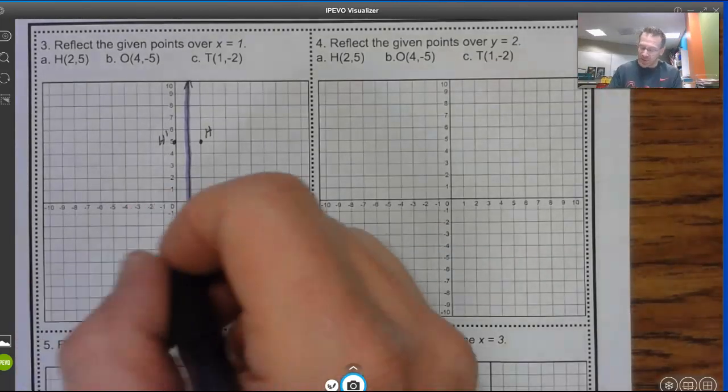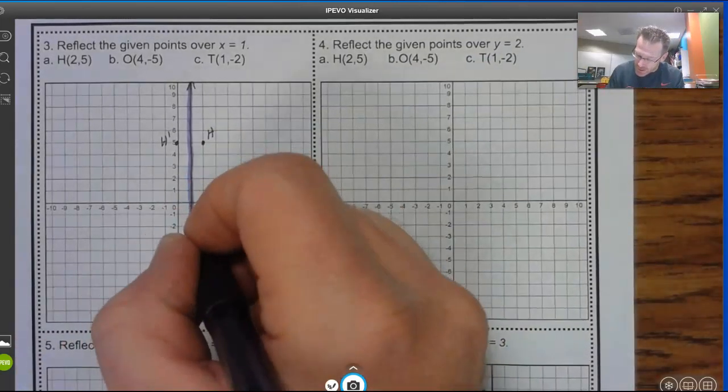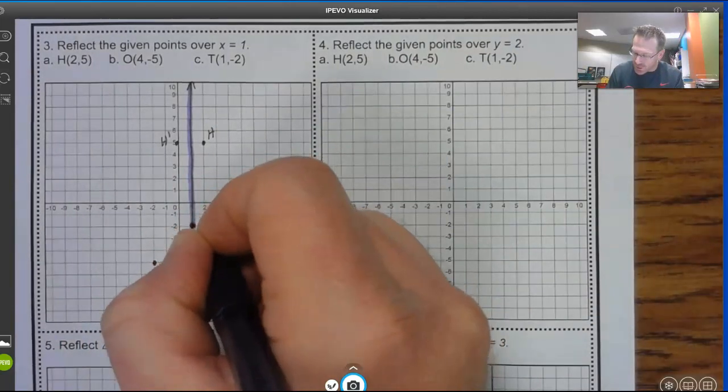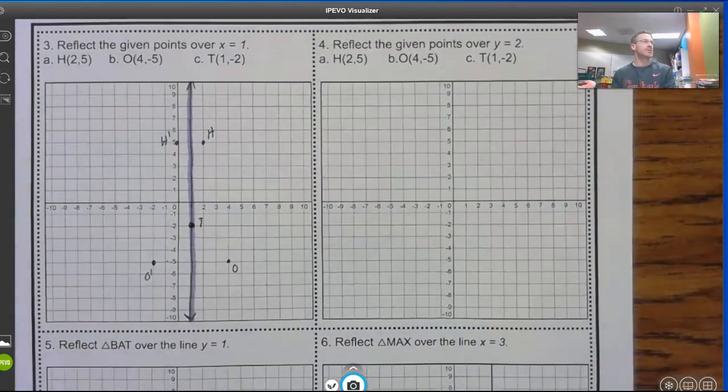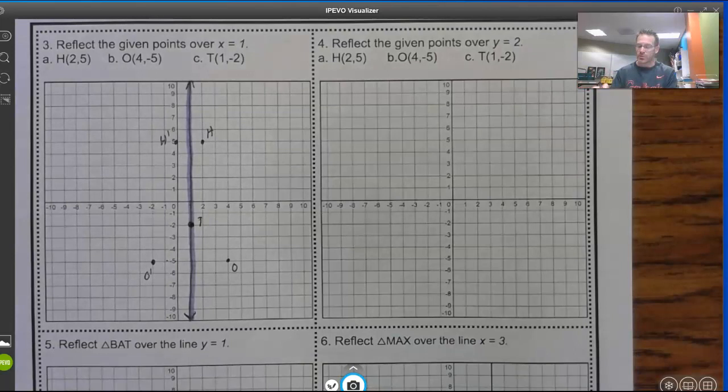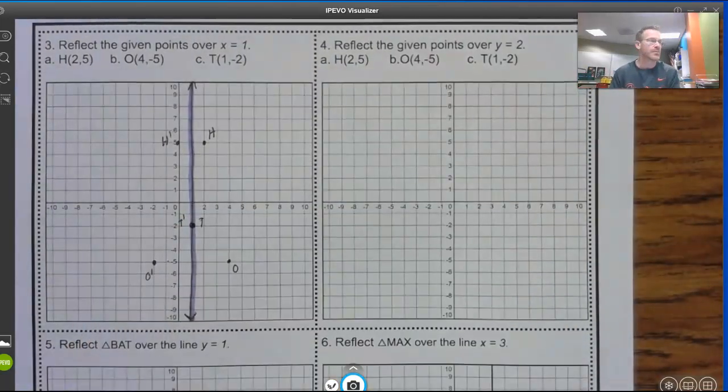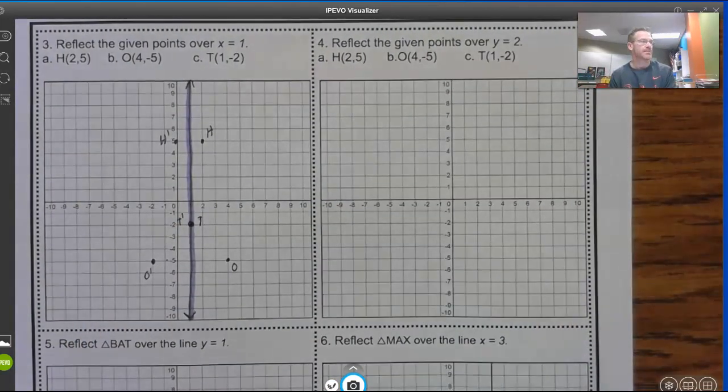T is (1, -2), so that would be right here. Notice that T is on the line of reflection, so when we reflect it over x equals 1, T and T prime would be exactly the same.